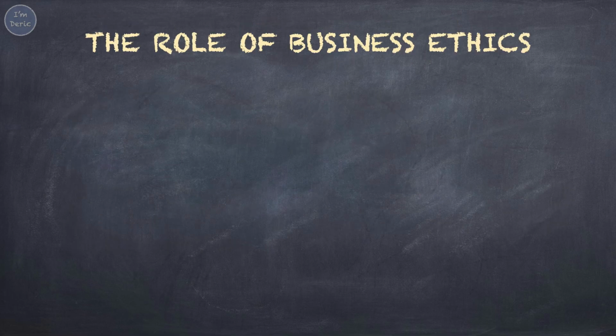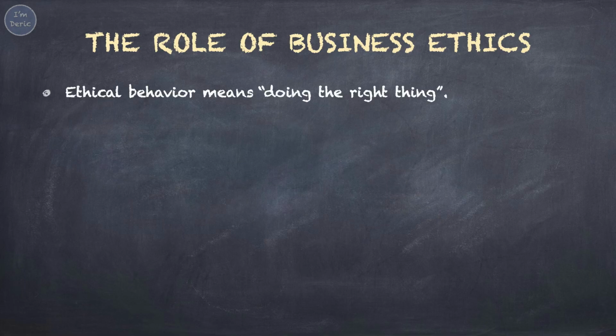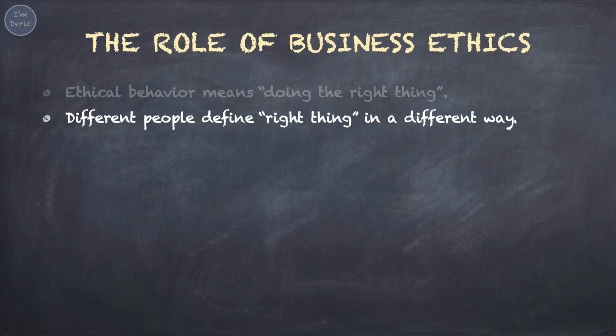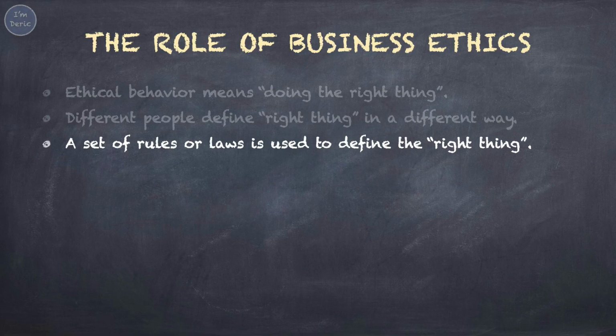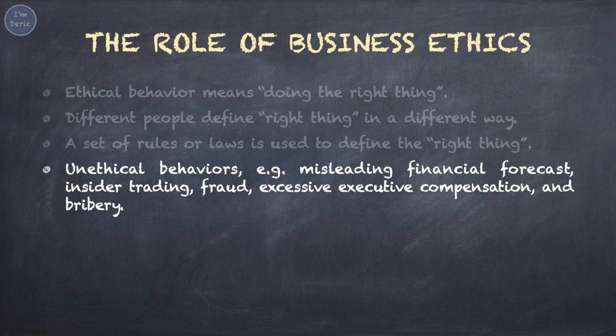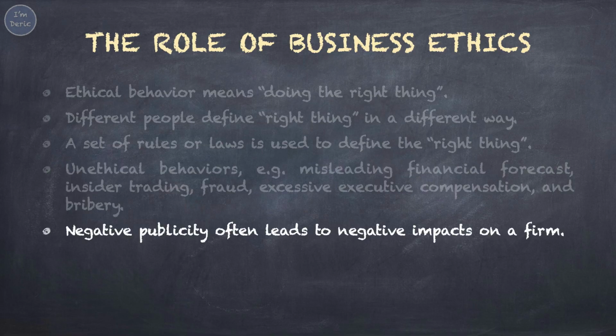Next, we will talk about the role of business ethics. Ethical behavior means doing the right thing. But different people define right thing in a different way. Something that is right for me may not be right for you. That's why a set of rules or laws is used to define the right thing. Everybody has to follow the rules or laws. The examples of unethical behaviors include misleading financial forecast, insider trading, fraud, excessive executive compensation, and bribery. Companies should avoid unethical behaviors because negative publicity often leads to negative impacts on a firm.